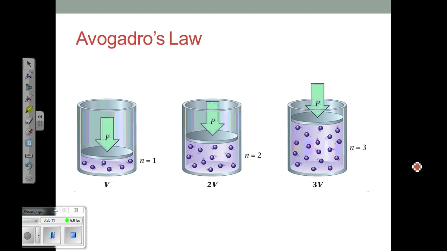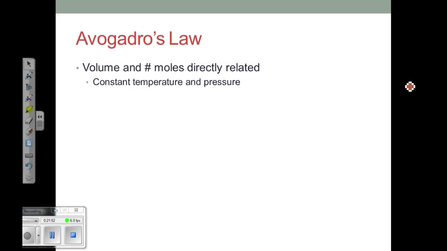So what do you notice about these three pictures? Yeah, as our N here increases, our volume increases. So as the number of molecules increases in our system, our volume is going to increase. Tommy, what do you notice about the pressure, though? The pressure is the same in each one. So if we have a constant pressure, what's the only other thing that has to be constant? Temperature.